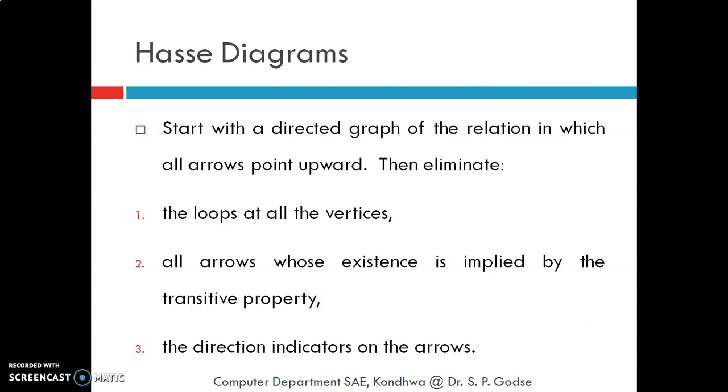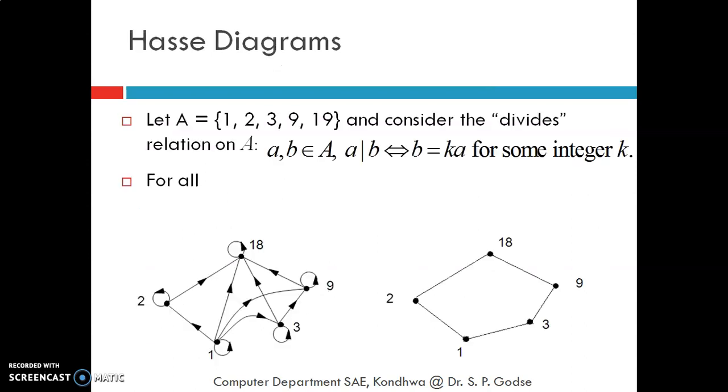Start with the directed graph of the relation in which all arrows point upward. Then eliminate the following things step by step. First, you have to remove the loops at all the vertices, that is, the self loops. The second step is to remove all arrows whose existence is implied by the transitive property, so we remove the edges that exist because of transitivity. Then the third and last step is to remove the direction indicators on the arrows.